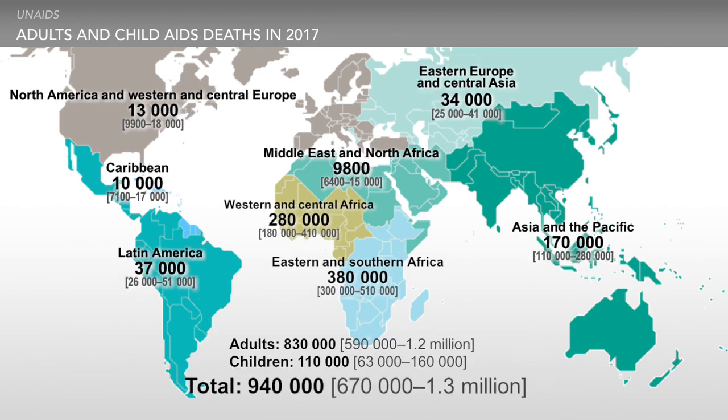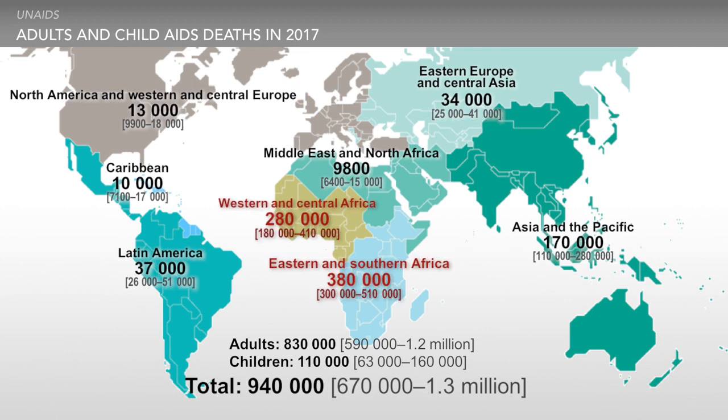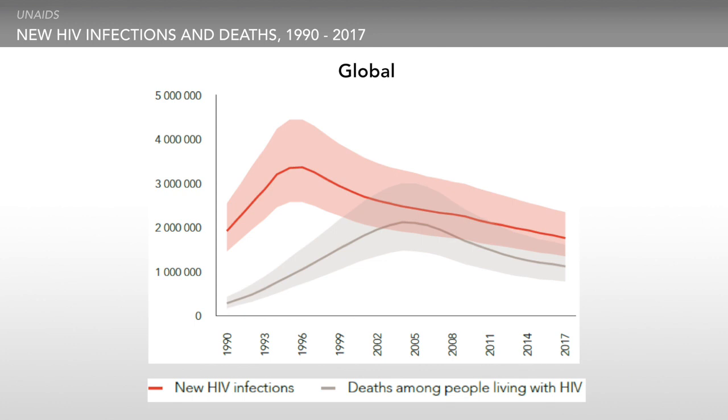This figure describes the estimated number of people to have died from HIV-related causes in the last year. We can see that most deaths were in sub-Saharan Africa. This figure shows how the number of new infections per year and the number of deaths among people living with HIV has changed over time. We can see that new infections and deaths are decreasing globally.